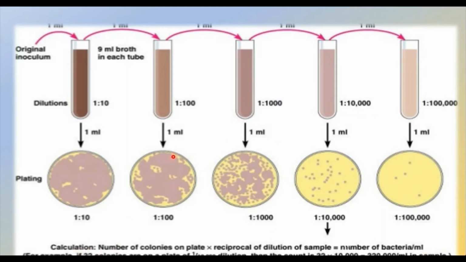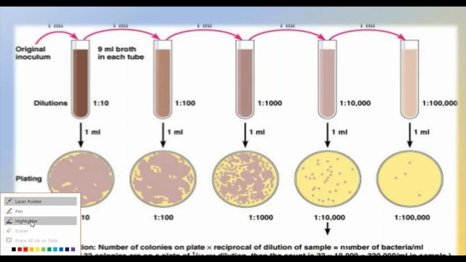So if we get 32 colonies on a plate at a dilution of 1:10,000, then the count is 32. Here the number of colonies is 32, and for the reciprocal of the dilution, actually you are going to have the reciprocal.